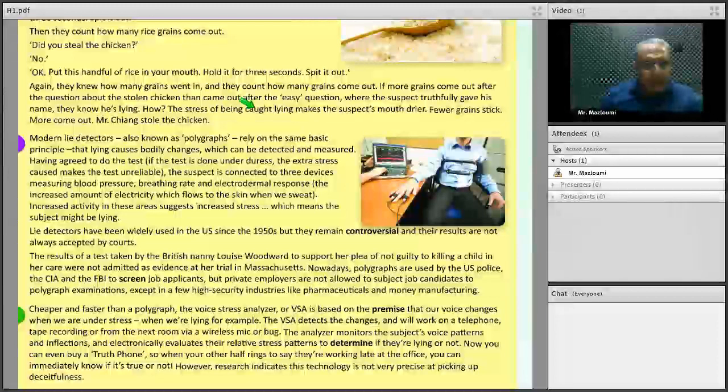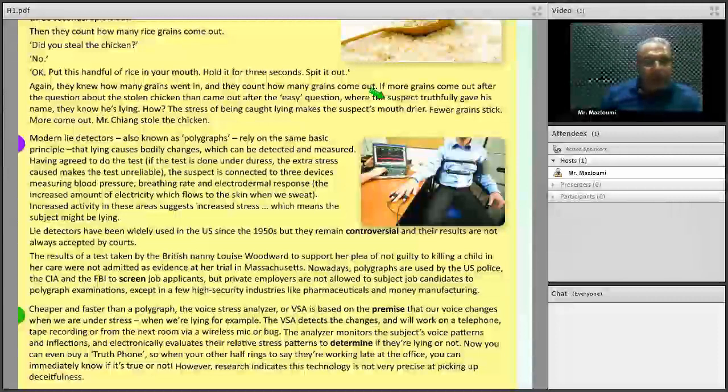Okay, so how? The stress of being caught lying makes the suspect's mouth drier. By the way, everyone, just pay attention to this word. As a noun, it is suspect, and as a verb, it is pronounced suspect. So, a suspect is a person we think is guilty of a crime.